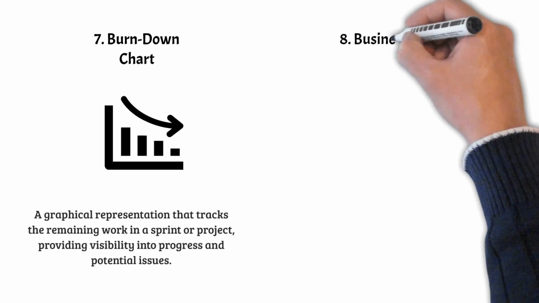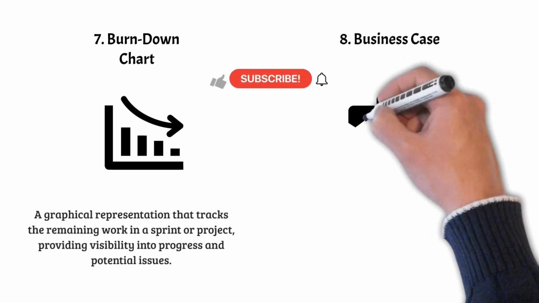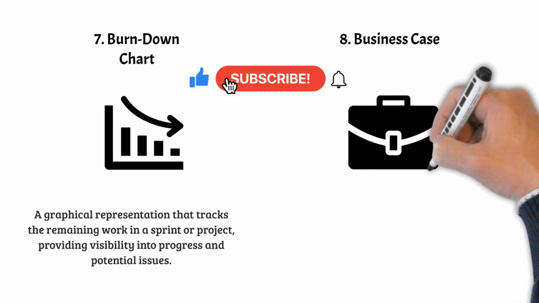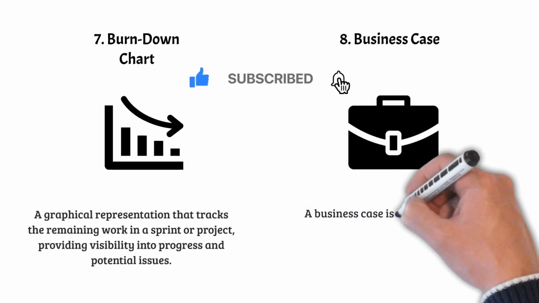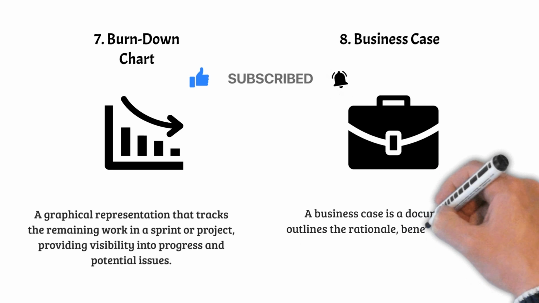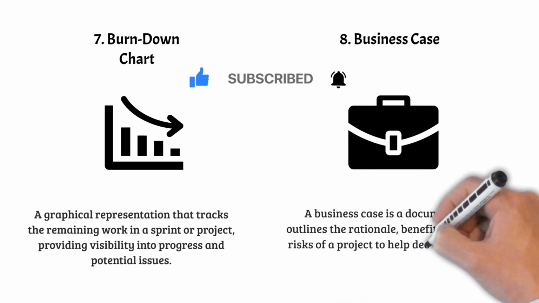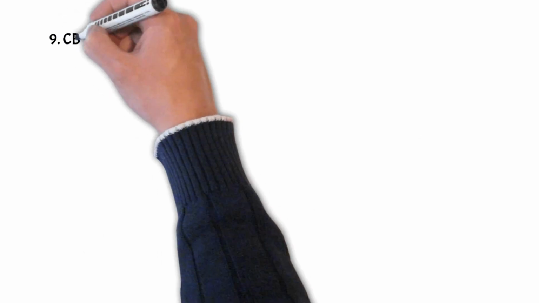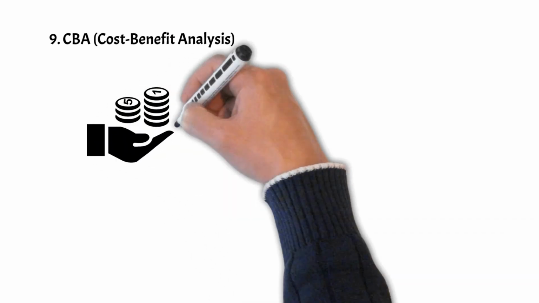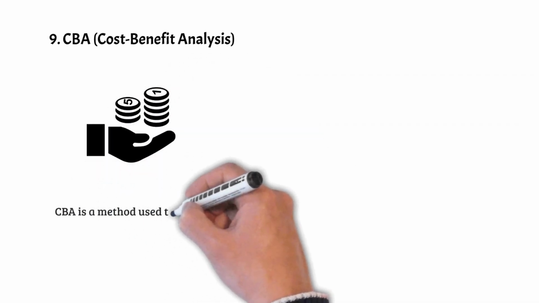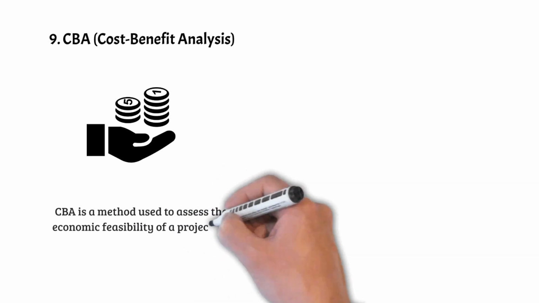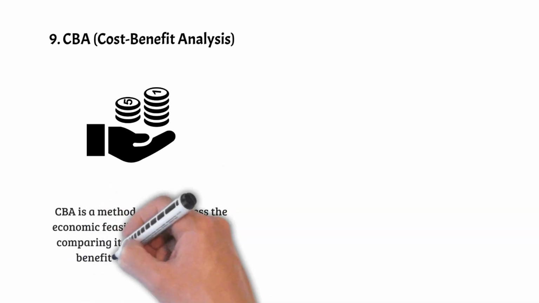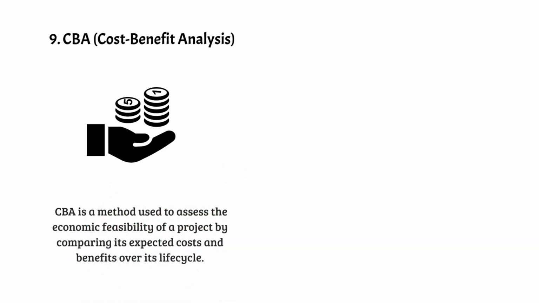8. Business case. A business case is a document that outlines the rationale, benefits, costs, and risks of a project to help decision-makers evaluate its viability. 9. CBA, Cost-Benefit Analysis. CBA is a method used to assess the economic feasibility of a project by comparing its expected costs and benefits over its life cycle.